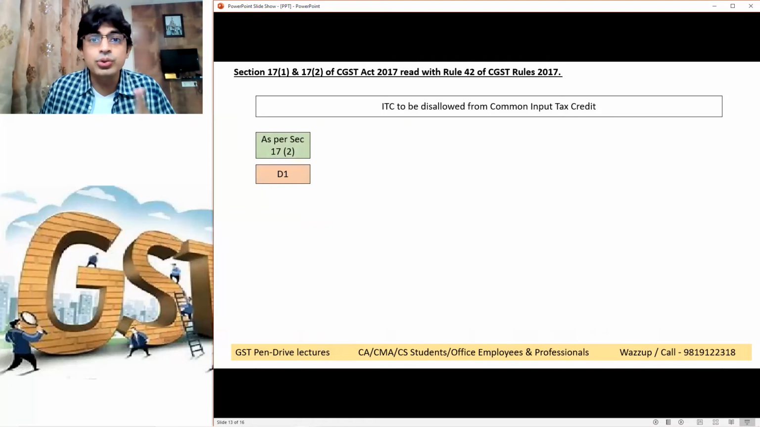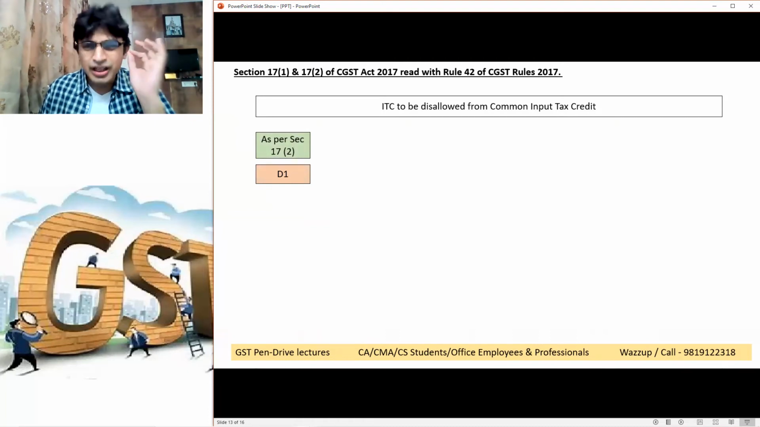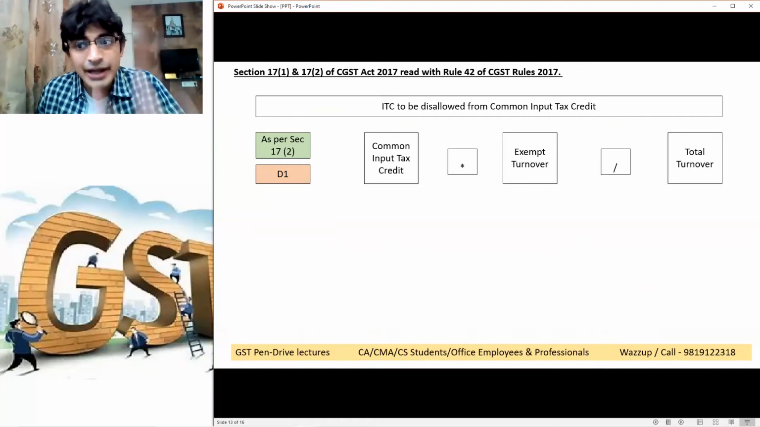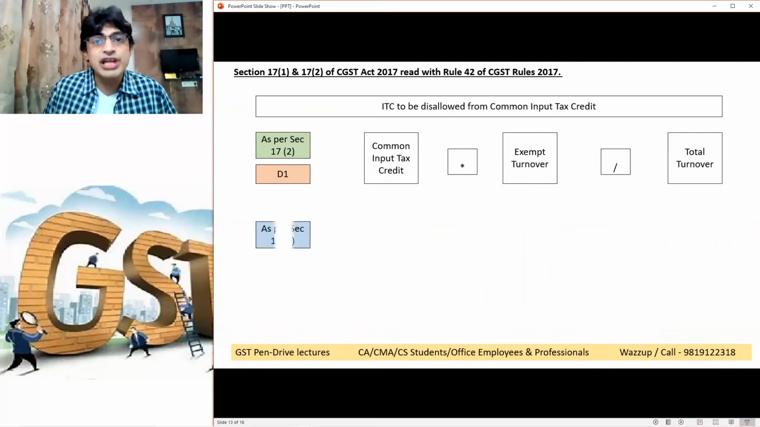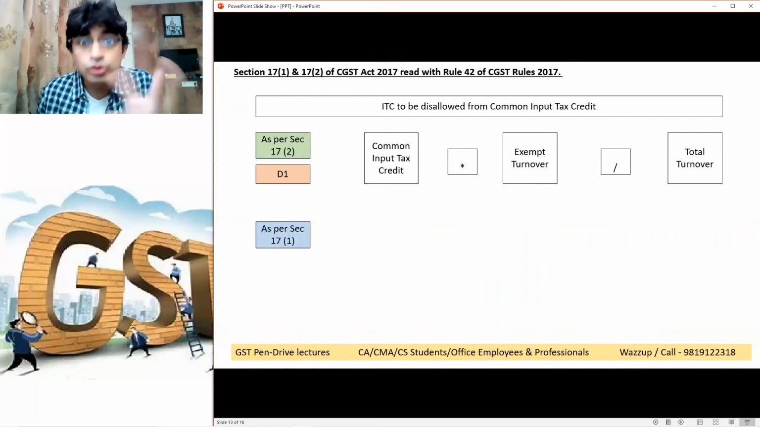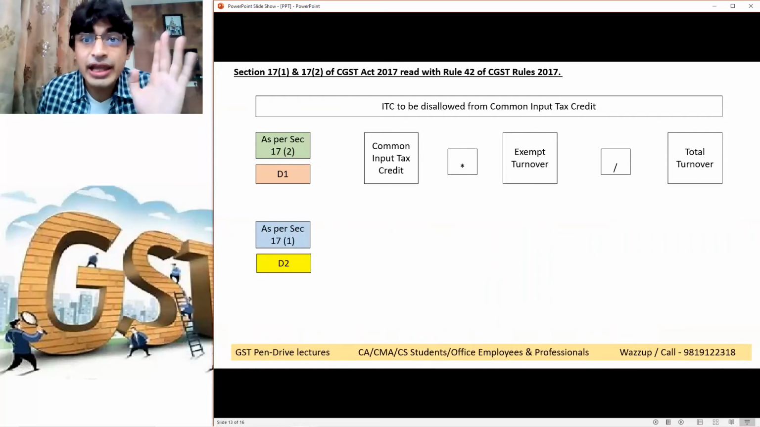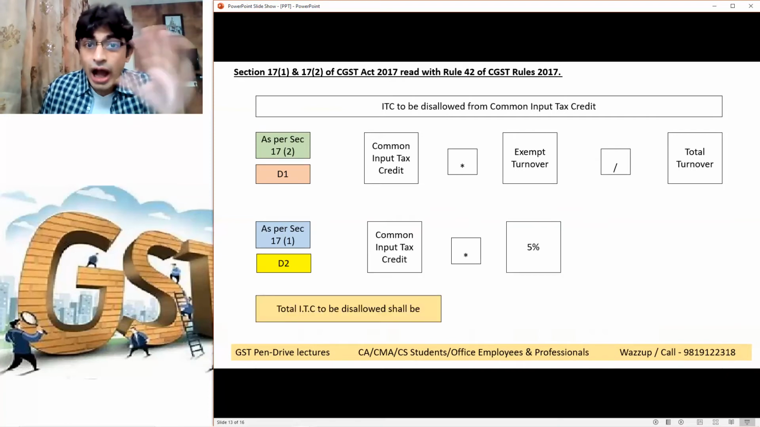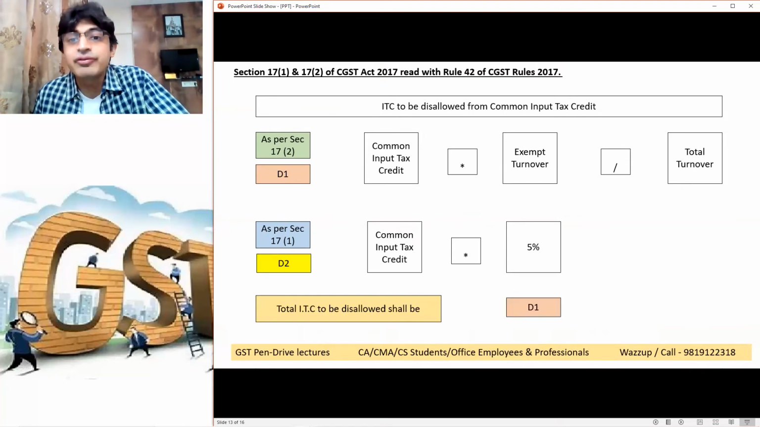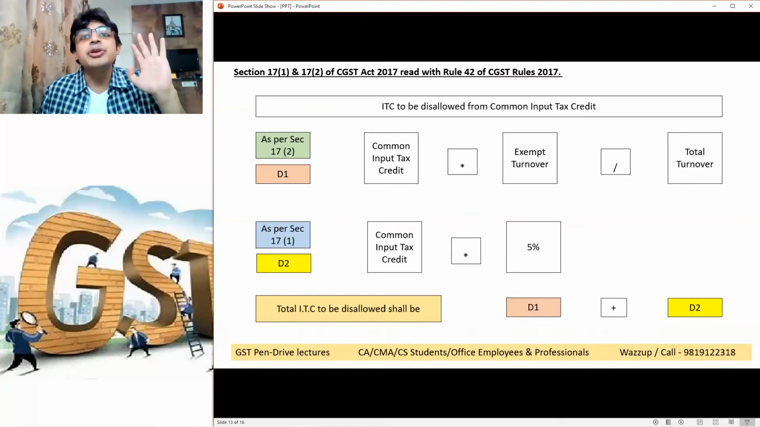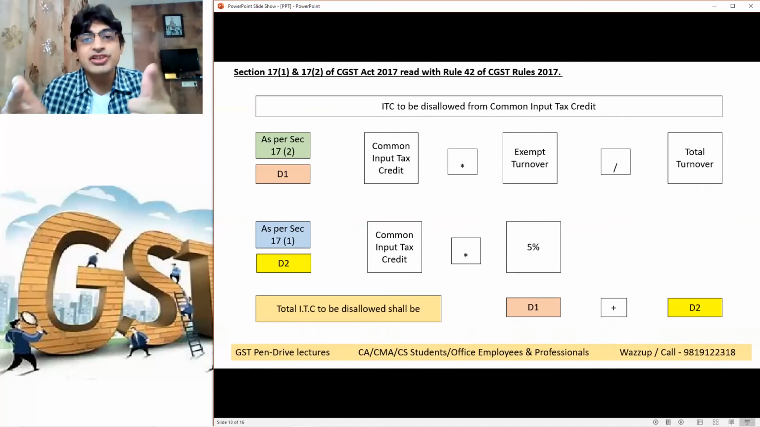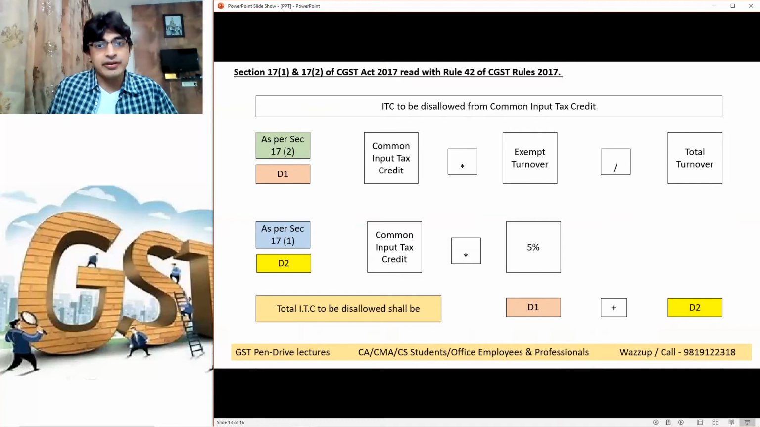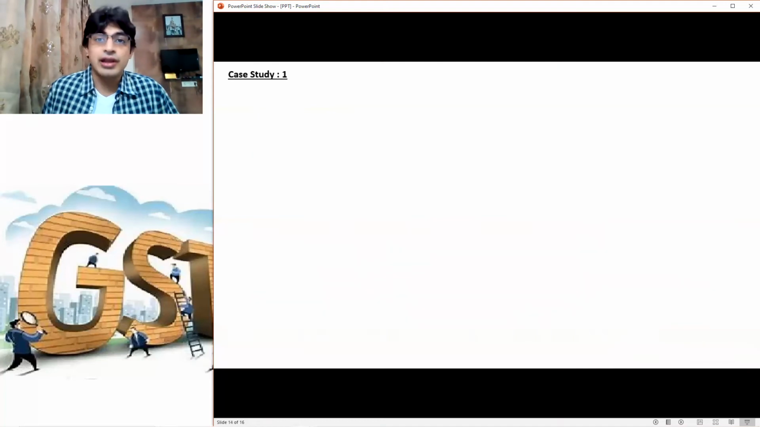First you will do 17.2. This is known as D1. Remember the terms: common ITC into exempt turnover divided by total turnover. This ITC will be disallowed. And then there is 17.1, non-business, that is known as D2. This will be how much? Common ITC into 5%. So how much of your total ITC got disallowed? D1, 17.2, plus D2, 17.1. This much ITC shall be disallowed out of the common ITC.